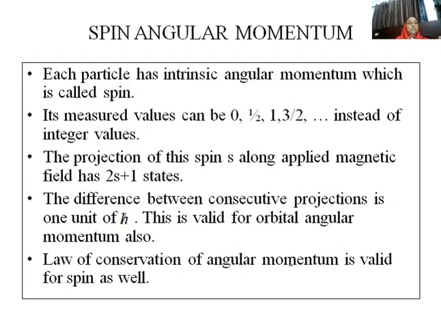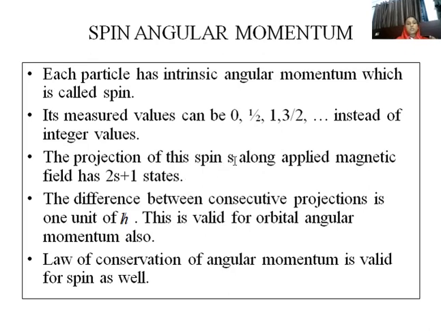Now we will discuss spin angular momentum. As all of you know, all particles have an intrinsic property known as spin angular momentum. It can be 0, 1/2, 1, 3/2, etc., integer or non-integer. But it is always in units of ħ, because spin is also angular momentum. The projection of the spin s along an applied magnetic field has 2s plus 1 states.